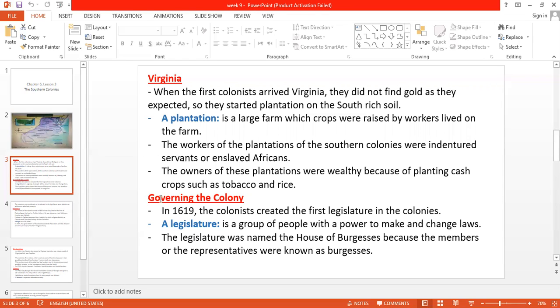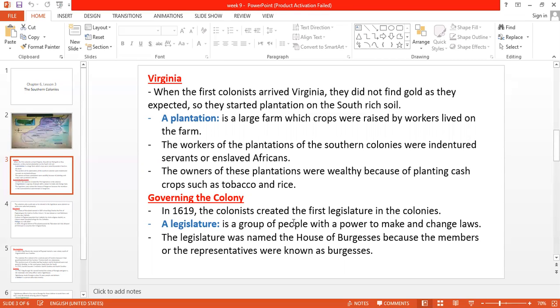Okay, the next title we have today: governing the colony. When they established Virginia and established a very big number of plantations, how did they govern this colony? Listen, guys, in 1619, the colonists created the first legislature in the colony. What is the meaning of legislature? Legislature is exactly like the idea of assembly in the middle colonies.